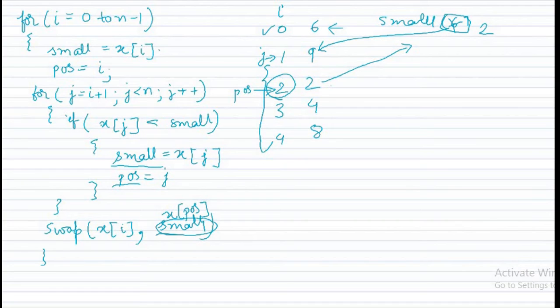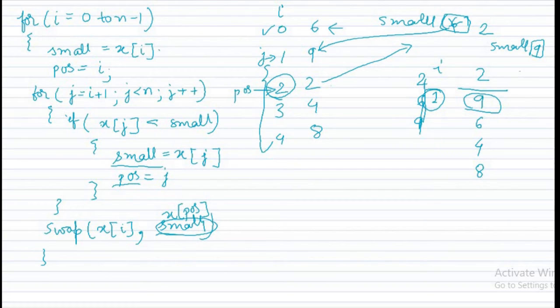Okay, so now we are going to swap this with xi, which is x0, means 6 and 2 will be swapped and we will have a new list which is 2, 9, 6, 4, 8. Okay, so now the value of i is 1, so i equal to 1 in the next iteration. So we will consider that the smallest element is equal to xi. So small will contain the value 9.